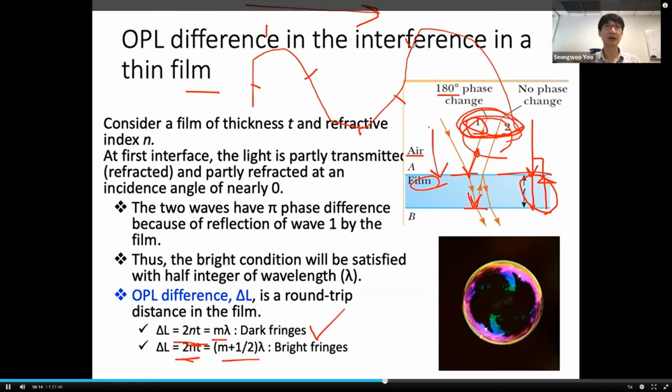And for the refraction, like Snell's law, we don't really need to worry about this change of the phase. But what we need to do is calculate the optical path length, which is related to the phase itself. So that's why we focus on the optical path length. I will move on to the next question.